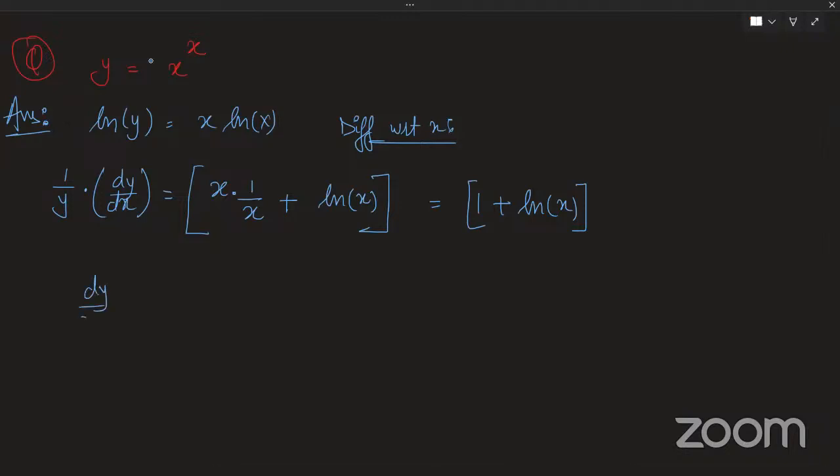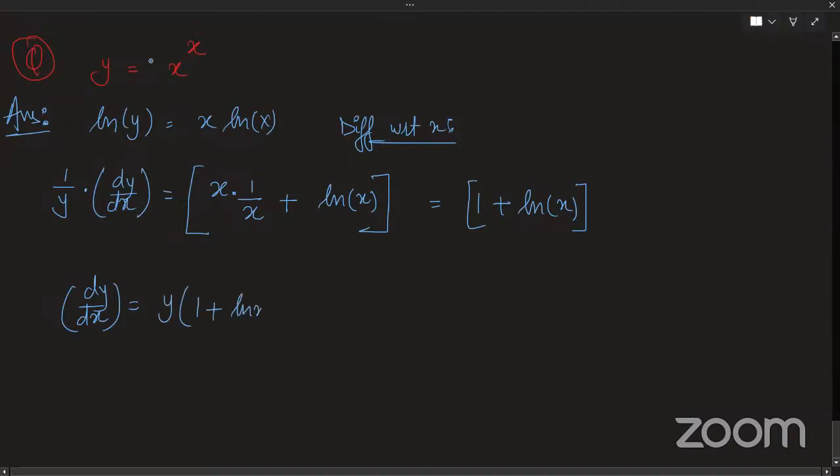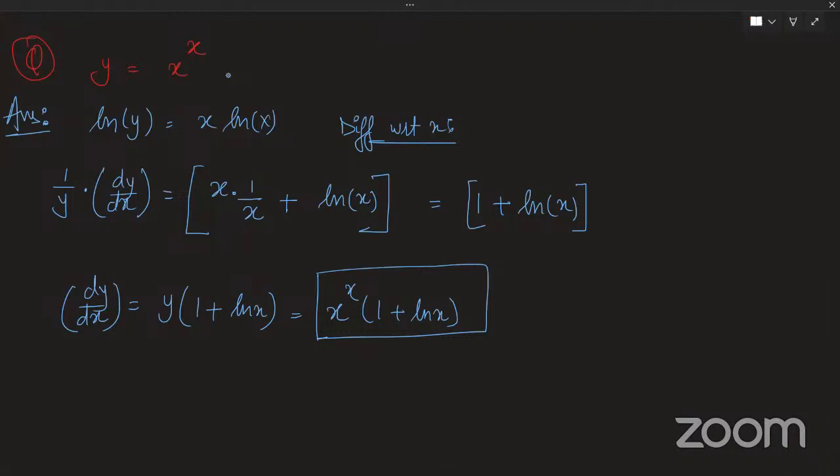I get my value of dy by dx. I can just put this y on this side. So I'll get y into 1 plus ln x, right? What will I get? I'll get x raised to x into 1 plus ln x, right? So this is my derivative of x raised to x. Fine, everyone? Okay.